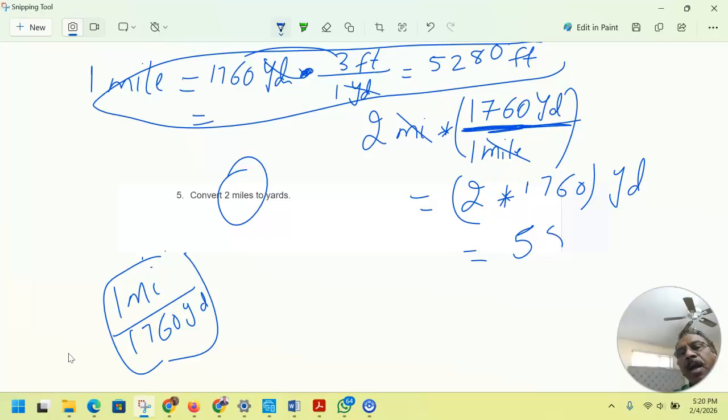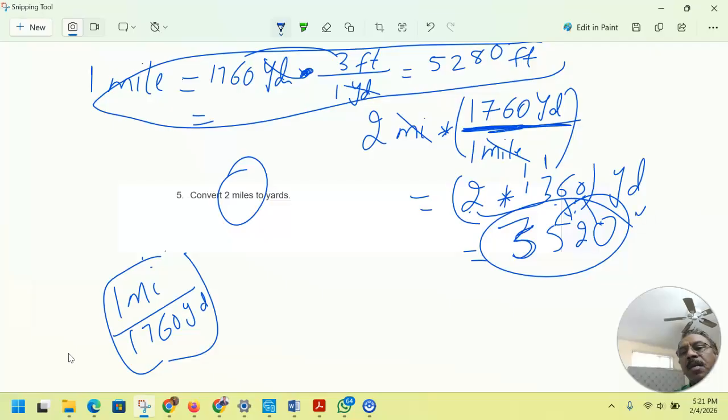3, 5, 2, 0. It's like doubling that. You double this. So this 0, 2 times 2 6 are 12, 1 carry, 2 7 are 14, and plus 1 will be 15. 1 carry 2, 1 are 2, and 3. Sorry, this is 3. Okay. So these are in yards.